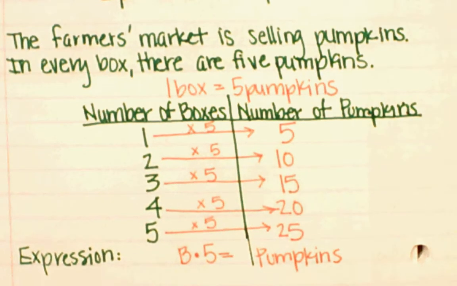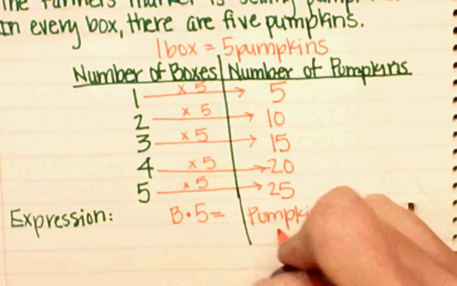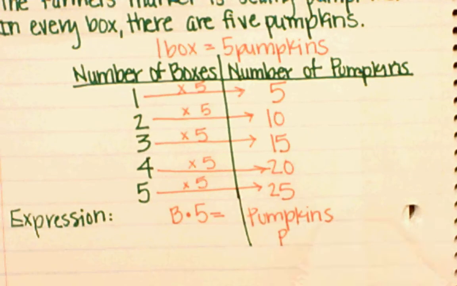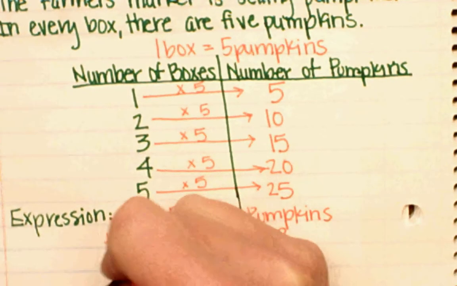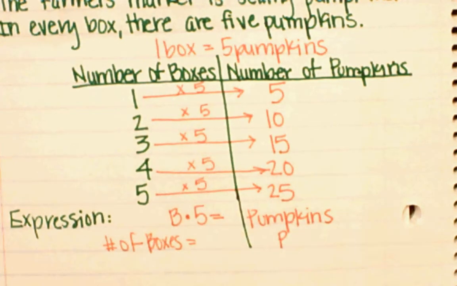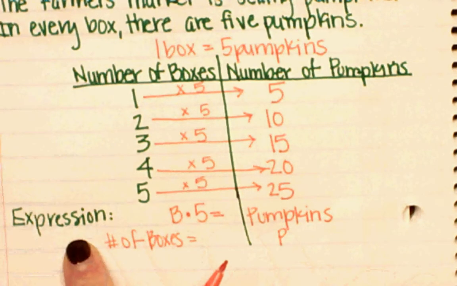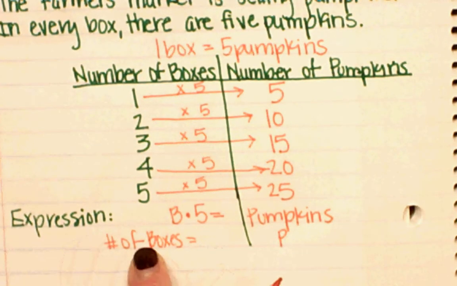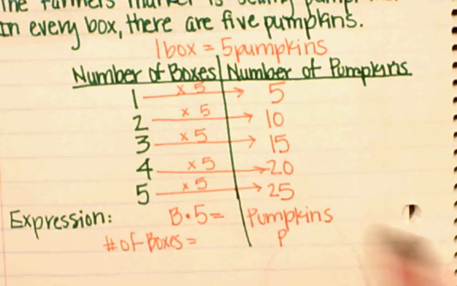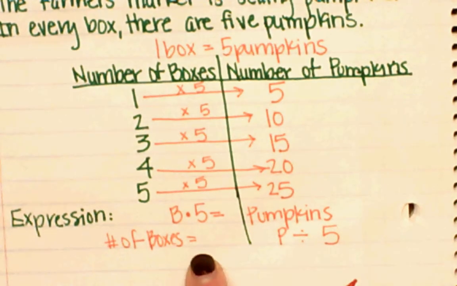In the reverse, since yesterday we learned that you can reverse it, what if I knew the number of pumpkins? P meaning pumpkins. What if I knew the number of pumpkins? Could I find the number of boxes? Just like yesterday, if you're going this way and doing adding or multiplying, you can go backwards and do the opposite to find this side. Opposite of multiplication is division, so I can actually take the number of pumpkins and divide that by 5 to get the number of boxes.